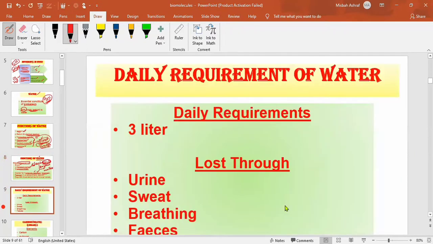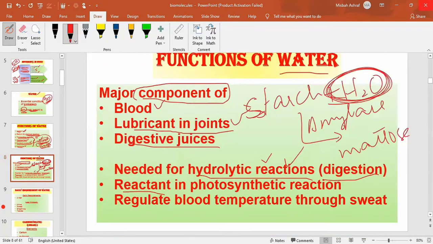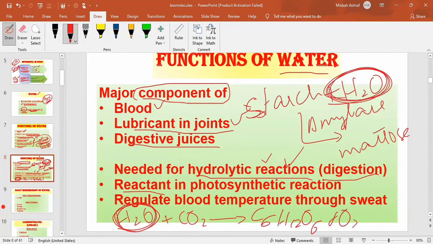Next, it's also a reactant in some of the photosynthetic reactions. In photosynthesis, we have seen, right? In photosynthesis, water reacts with carbon dioxide. So here you can see that water is the reactant in the photosynthetic reaction that forms C6H12O6 and oxygen, glucose and oxygen. So it's also the reactant in the photosynthetic reactions.